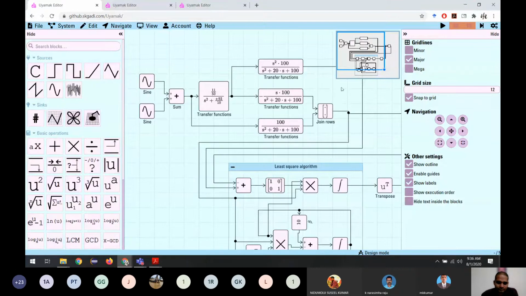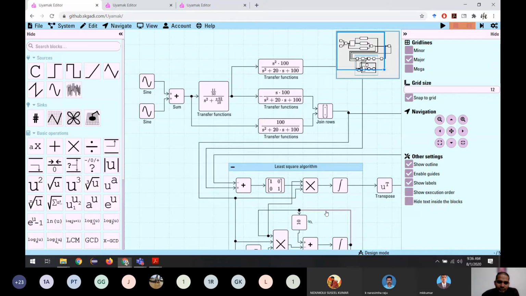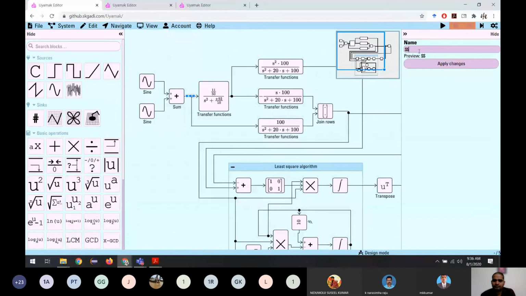The Z is S square times Q. So what is Z? It is the acceleration of the manipulator Q. If this is the input, the voltage we are applying to the robot arm motor, then what we receive here is the position Q.